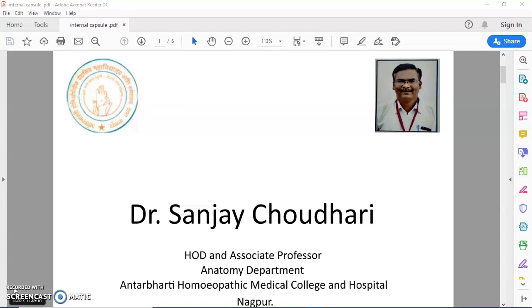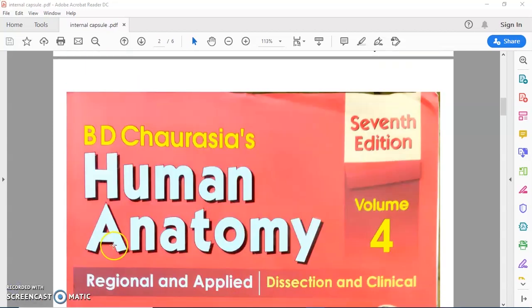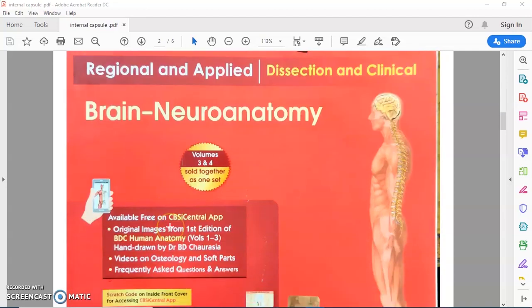Today's topic is internal capsule. We will use BD Chaurasia book. If students want, they can note down the points. Topic: internal capsule.